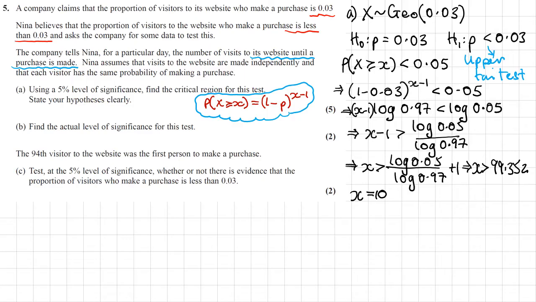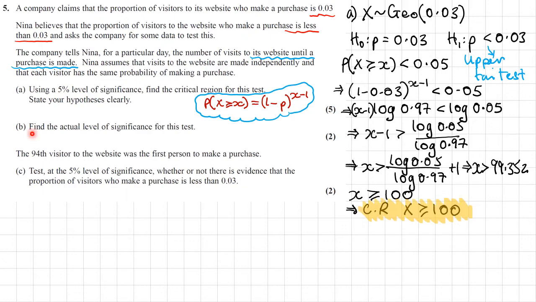So now we're talking about critical regions. So when x, the number of observations, is greater than or equal to 100. So we'll just write that down properly. Critical region: x greater than or equal to 100.